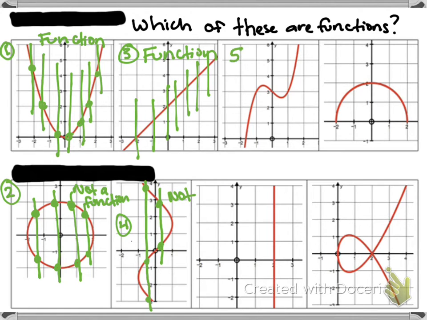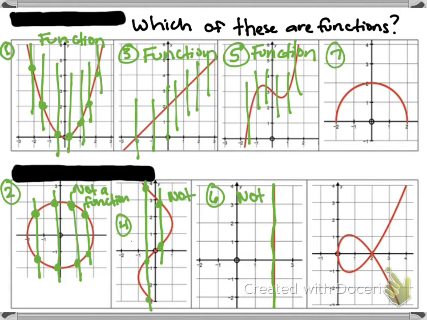How about graph 5? Function, not a function. Draw your vertical line. No matter where you draw a vertical line, it only hits the graph once, so 5 is a function. How about 6? Function, not a function. All right, let's draw my vertical line. Uh-oh, this graph is a vertical line, so this is definitely not a function. It hits it the whole way down.